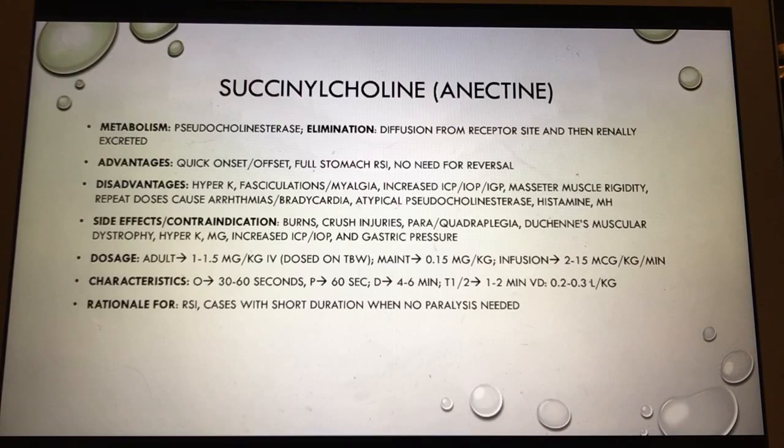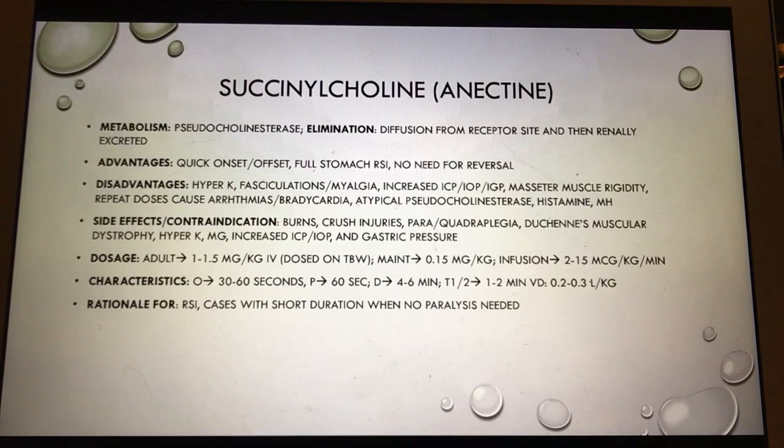So some advantages of succinylcholine would include a quick onset and quick offset. It's ideal for your rapid sequence inductions, patients with full stomachs, people coming in for emergent surgeries, and there's no need to reverse because it's so short acting.